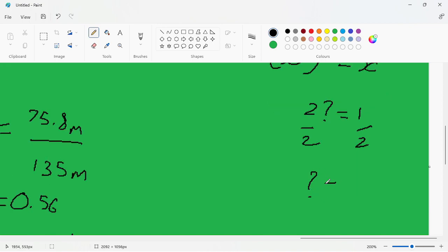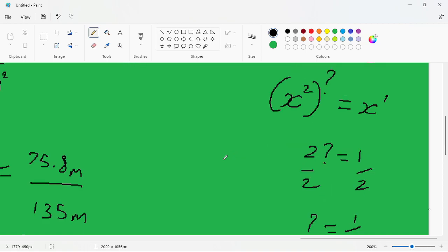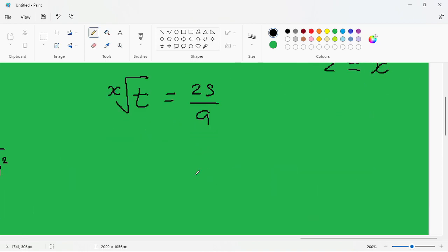So the number is equal to a half. So this number here is basically a half. So we're basically saying that the square root is the same as a number raised to a half. Right? That's basically what we've just discovered. So with all of that mathematics, we can basically just say that t raised to the 1 over x is equal to 2s over a.